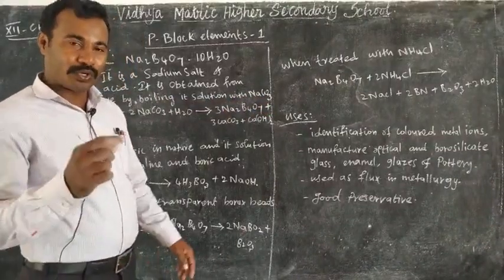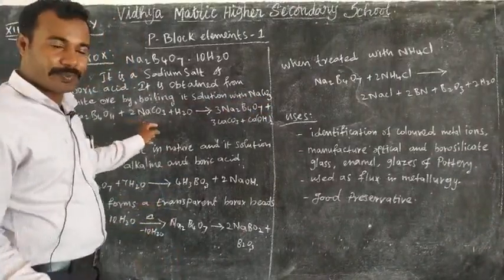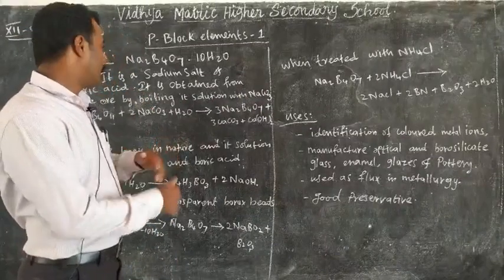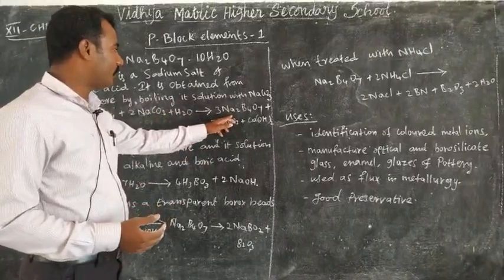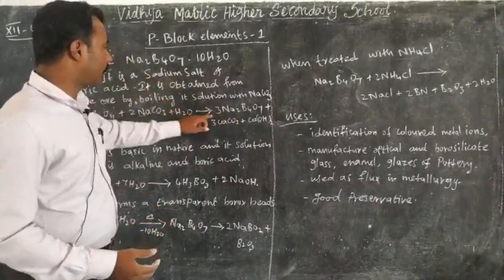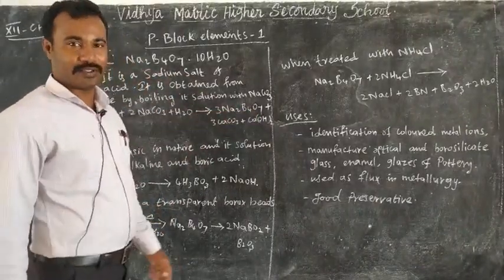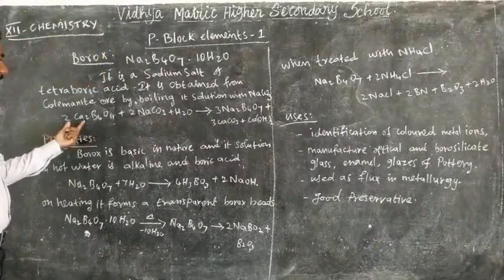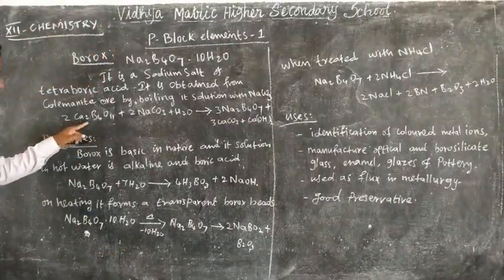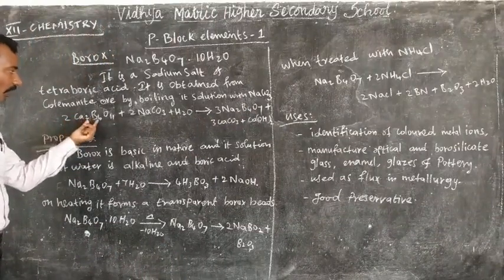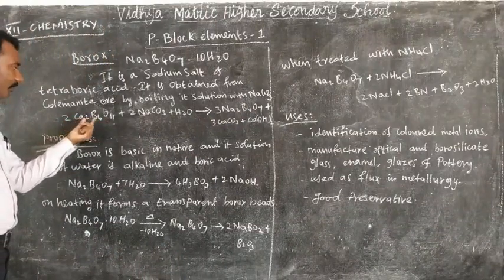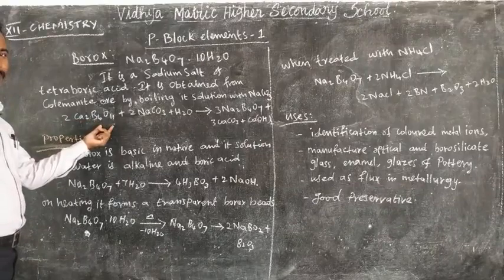What do they do with colemanite ore? They pass sodium carbonate water solution, boil it and increase the temperature to form borax, Na2B4O7. Okay, listen to the formula. The colemanite ore formula is Ca2B6O11, a mixture of calcium, boron and oxygen. You have to remember it easily.